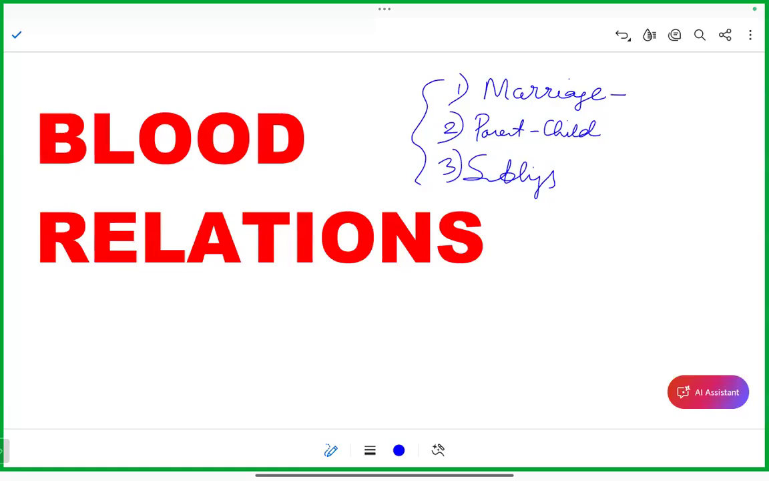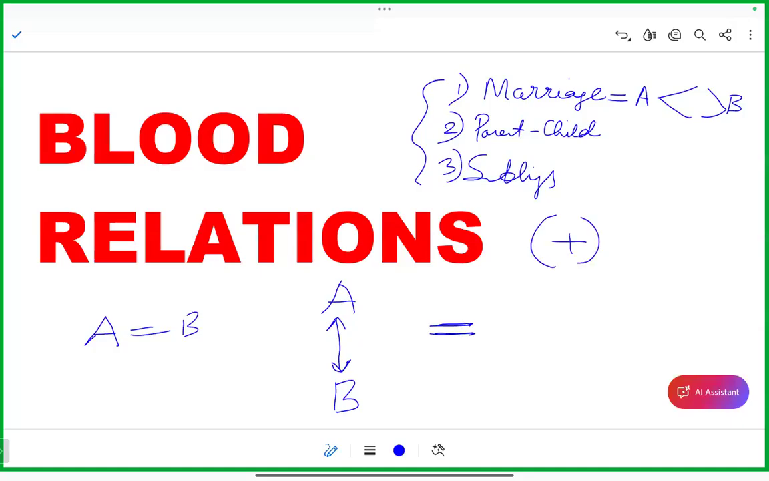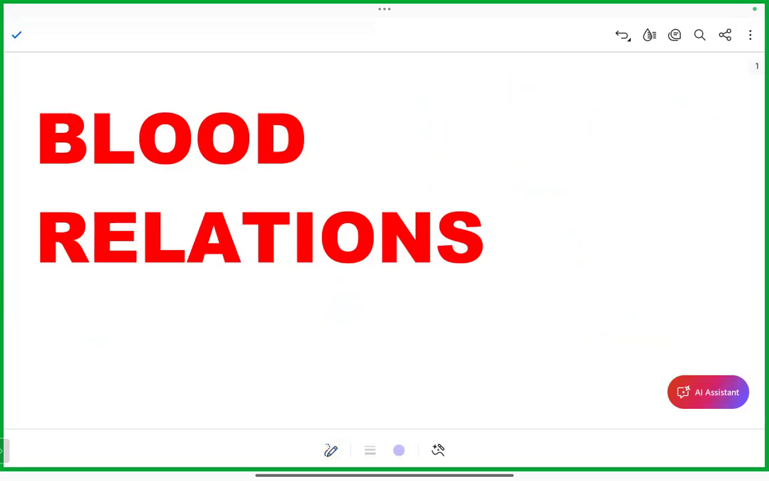So for marriage, I'm using a symbol like this. A is married to B. Parent child, I am using a symbol like this. P is the son of A. If they are siblings, I'm using the equals to sign. A is a sibling of B. And for gender, for male I'm using plus, for female I'm using minus. Now, I hope that is clear. It will become clear when I explain the question.